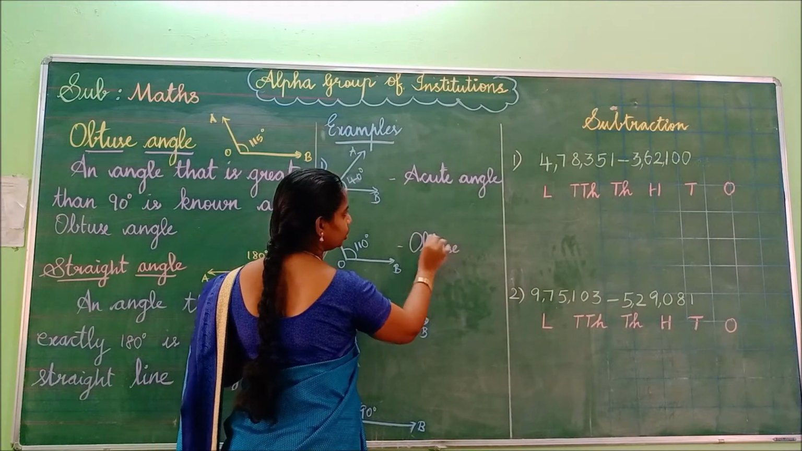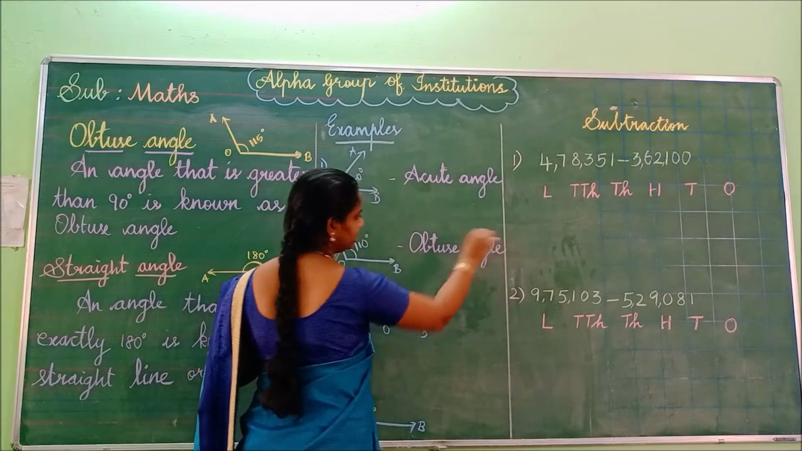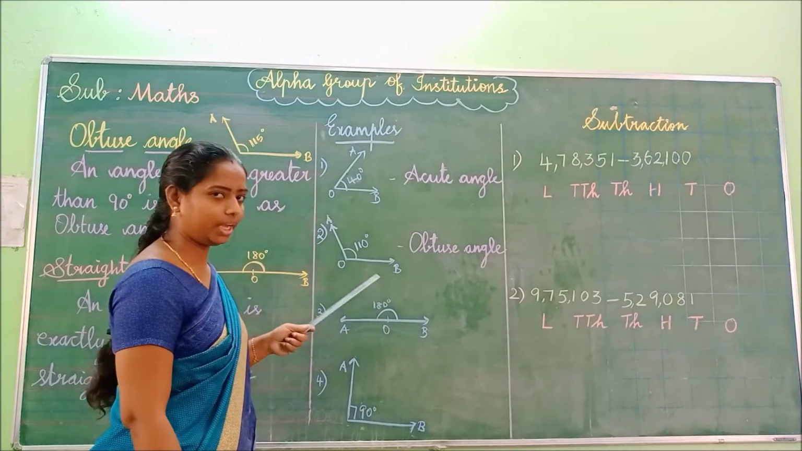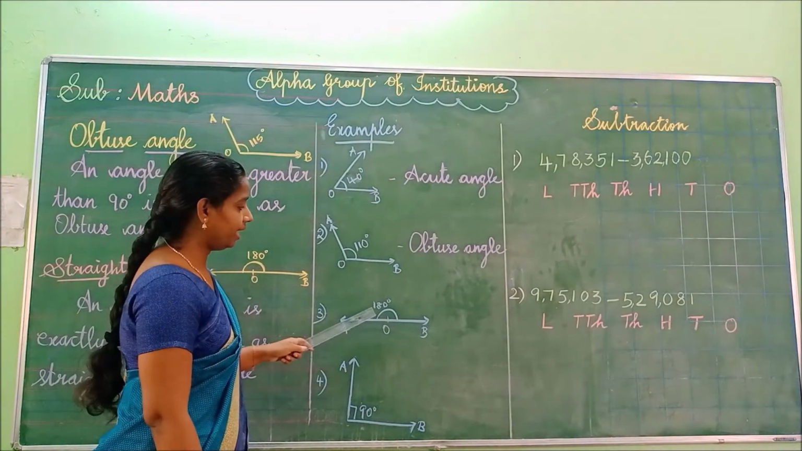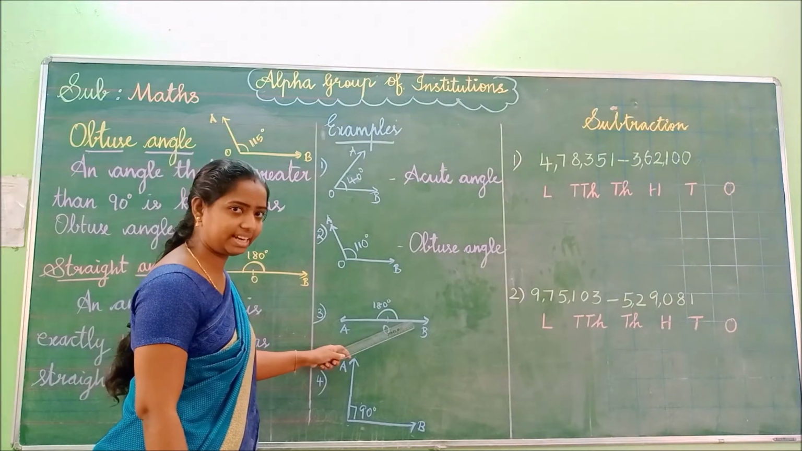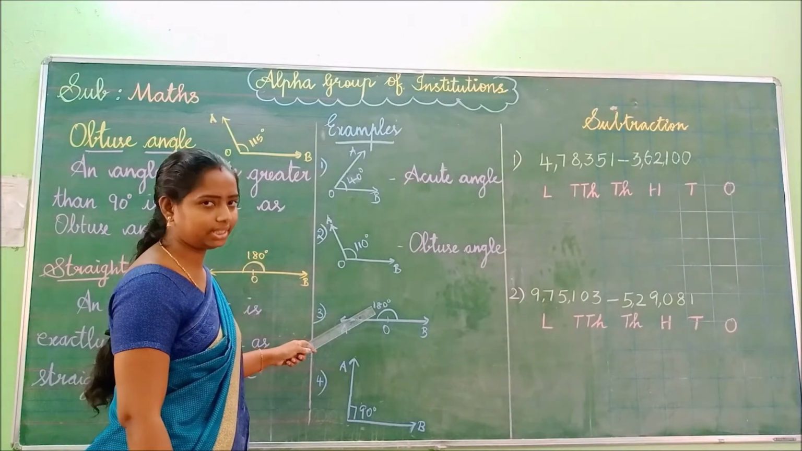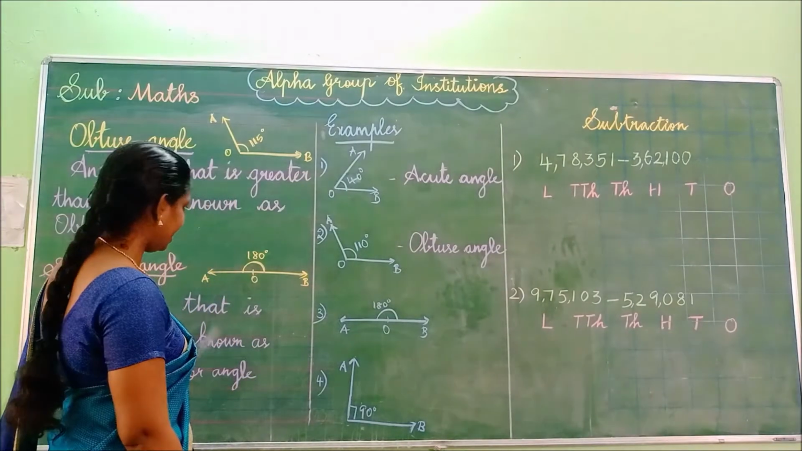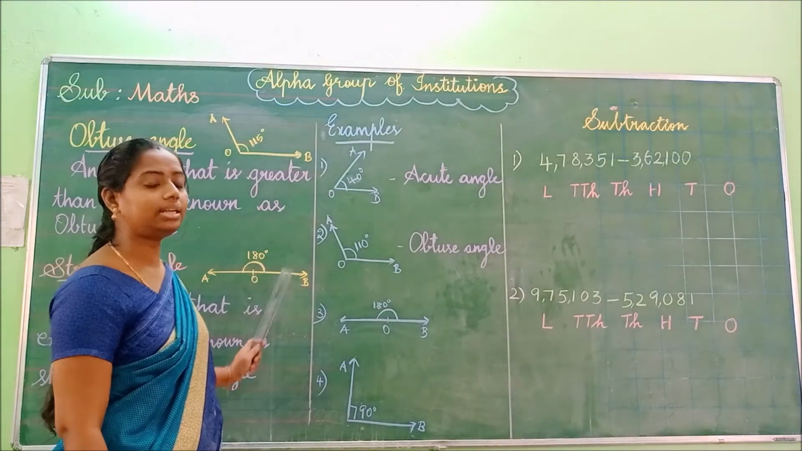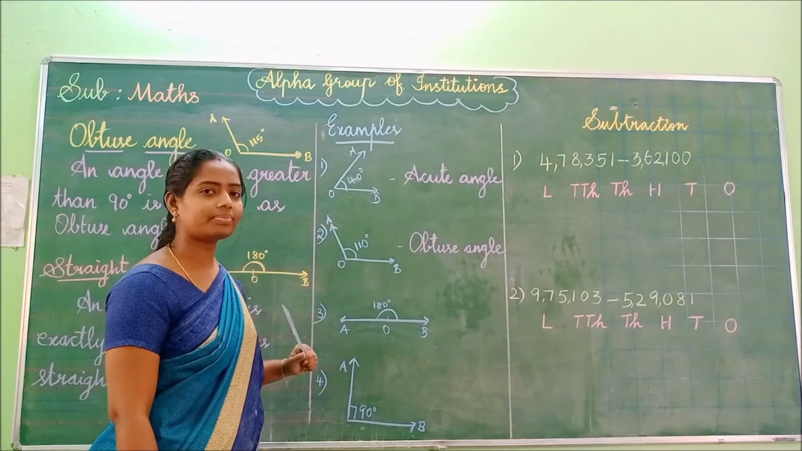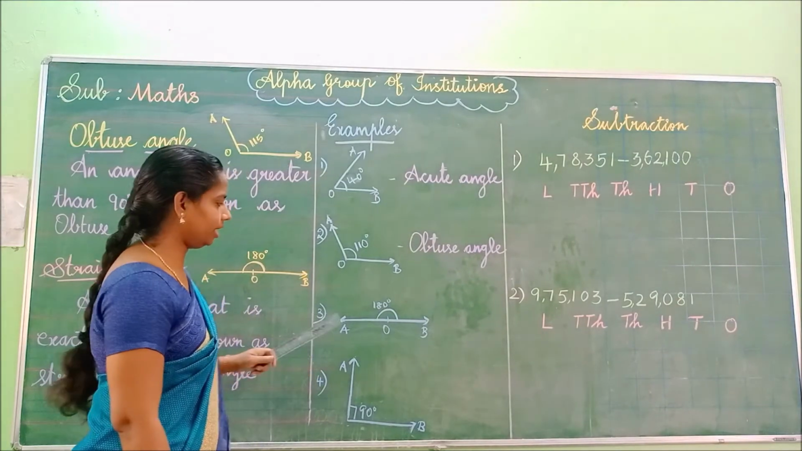O-B-T-U-S-E. Obtuse angle, A-N-G-L-E. Obtuse angle. Okay, shall we move to the third one, children? See here, what it looks like. It is like a straight line, a straight angle, and they give the degree as 180 degrees. Already we have learned this, isn't it? An angle which has exactly 180 degrees is known as what, children? Yes, very good. It is known as a straight angle.